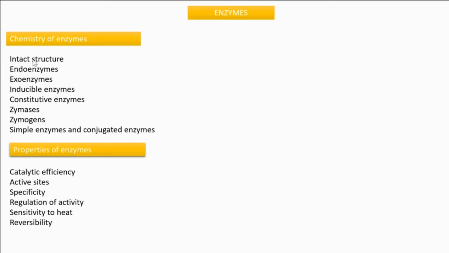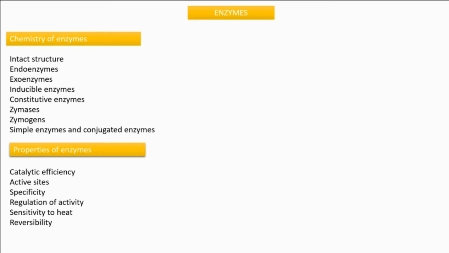Intact structure. All enzymes should have an intact structure. That intactness is very necessary for its function. If any disturbance or distortion happens to the shape, that enzyme cannot mediate that particular reaction. So its structure should stay intact.